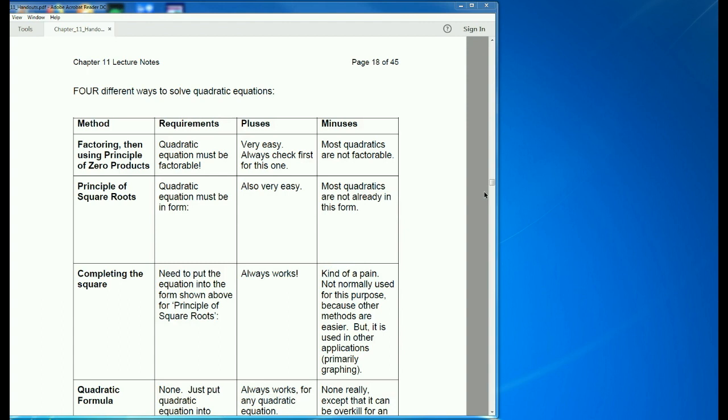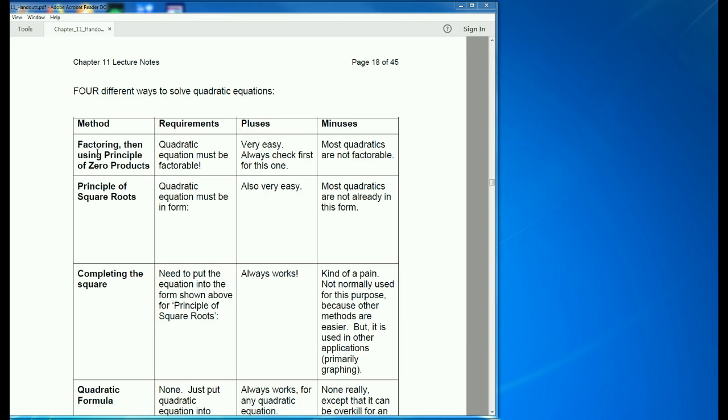So you have now studied 4 different ways to solve quadratic equations. One you previously learned a long time ago, back in chapter 5, and then 3 methods that we just learned in this chapter. So I just kind of like to run over the methods, the requirements, and kind of the pros and cons.